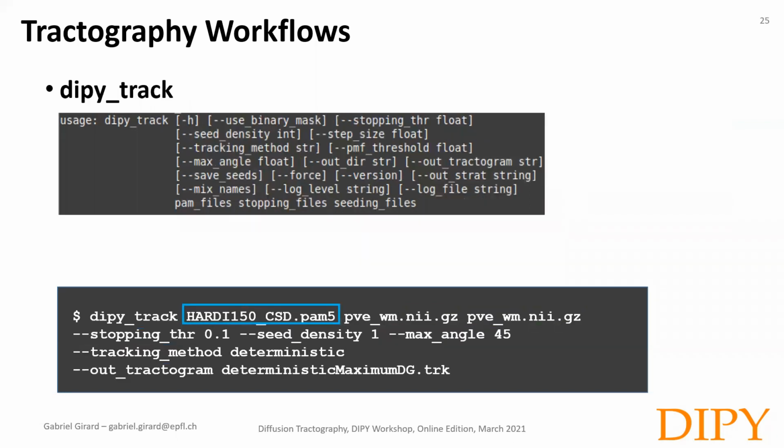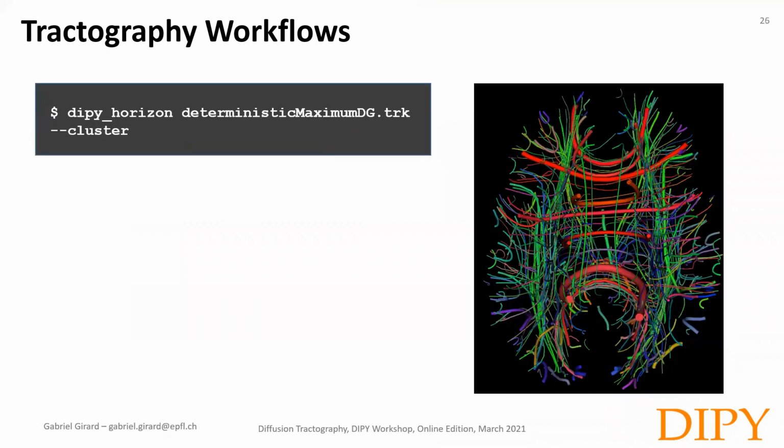Then we can call dipy_track to perform the tractography from the terminal. It takes the fitted model as input, the tracking mask, the seeding mask, and outputs the streamlines. Here I have selected the deterministic tractography method. You can now visualize your streamlines and start bundle and connectivity analysis.